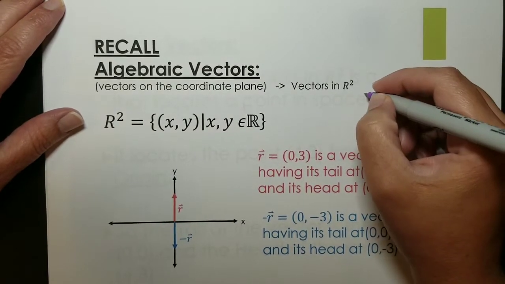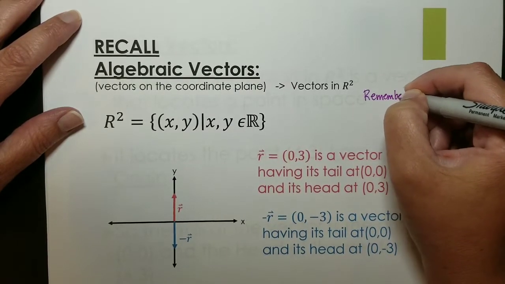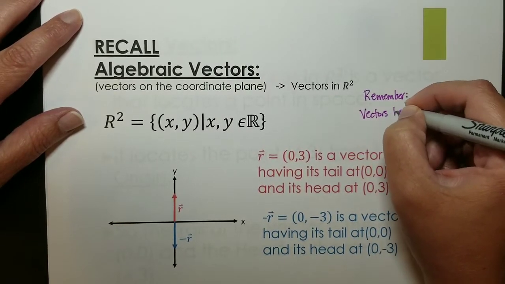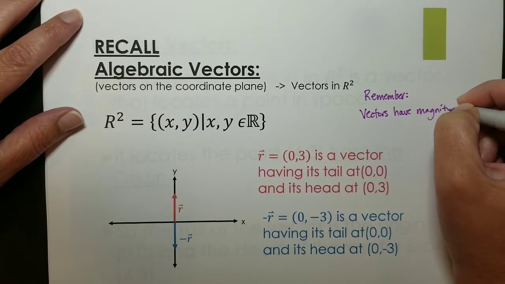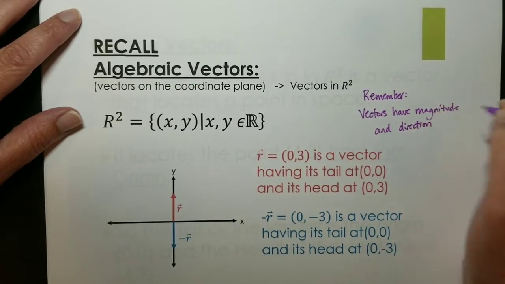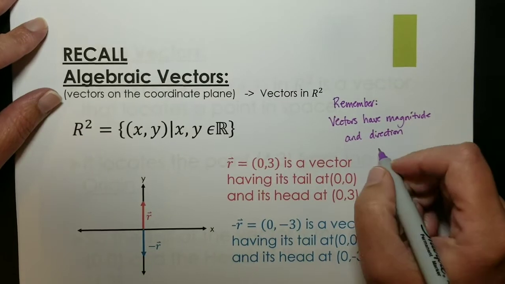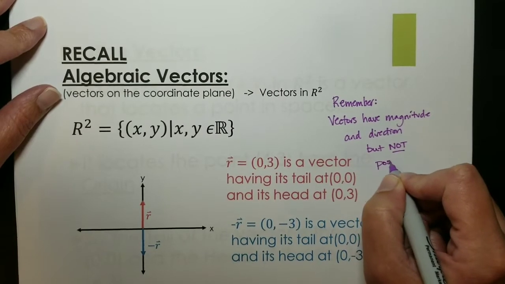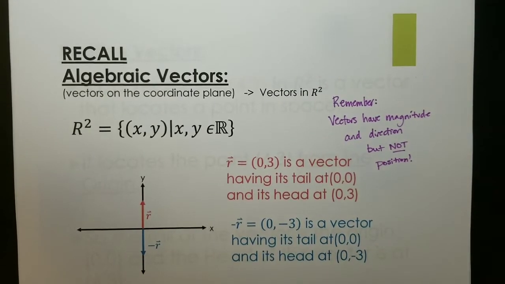Now remember the really important thing, and I think this is at least the 3rd or 4th time, vectors have magnitude and direction. We say that all the time. You have to remember both the magnitude and the direction when solving for a vector, but they do not have position. So they don't have a specific location in space.